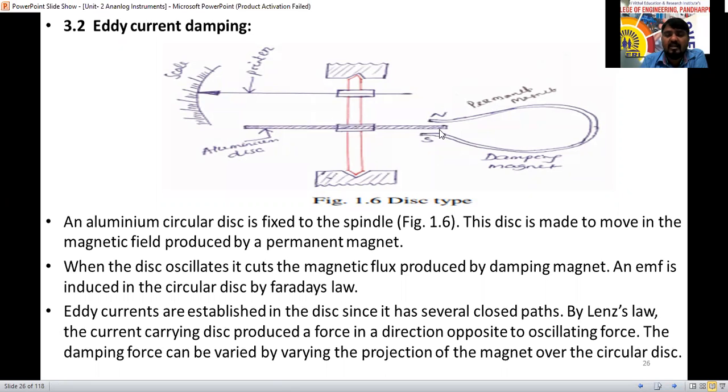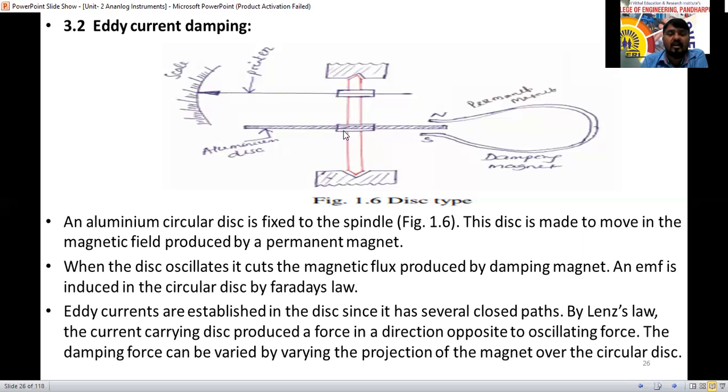Because in between this N and S, the magnetic flux will be there. That magnetic flux will be cut by the damping magnet, or this aluminum disc, and EMF will be induced in this circular disc here. Because of this induced EMF, eddy currents will be produced here, which have several paths.